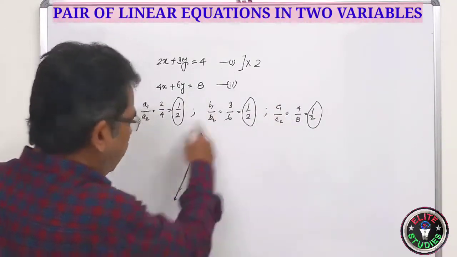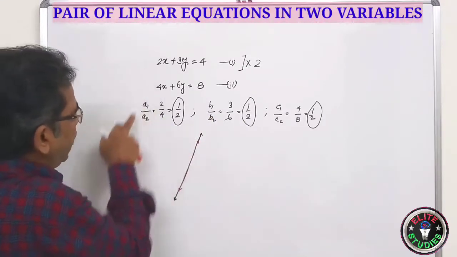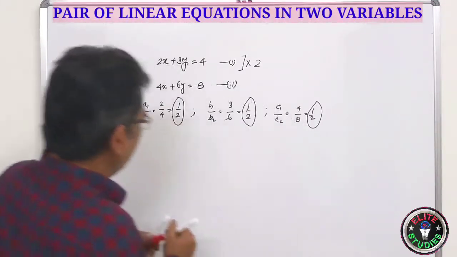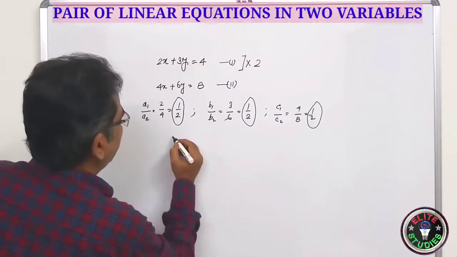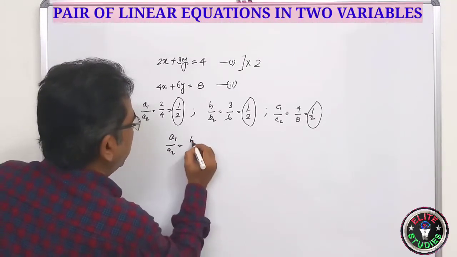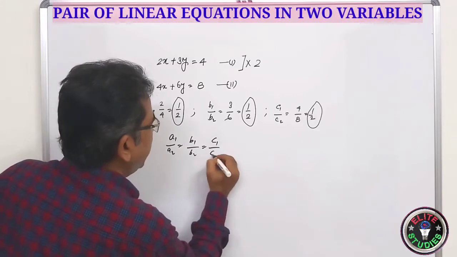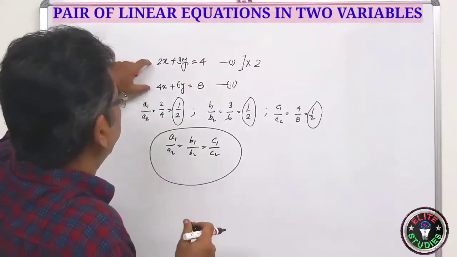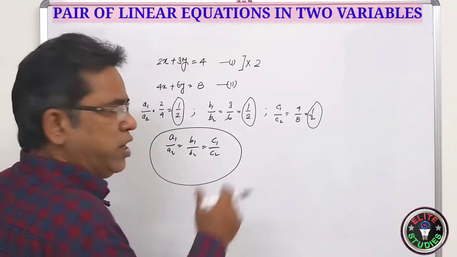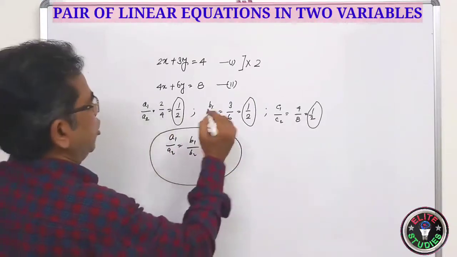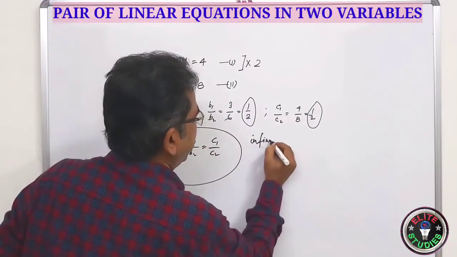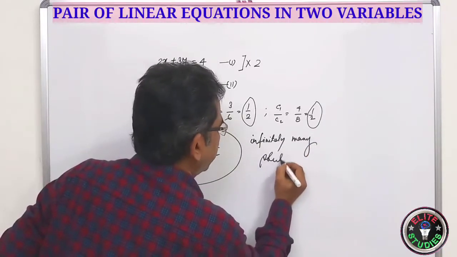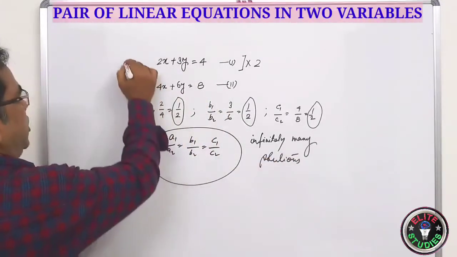In this case, without drawing, there is no need to draw the graph. If the ratios a1 by a2, b1 by b2 and c1 by c2 are equal, that is, a1 by a2 is equal to b1 by b2 is equal to c1 by c2, then we can say the given pair of linear equations will have coincident lines and they will have infinitely many solutions. This is the first case.